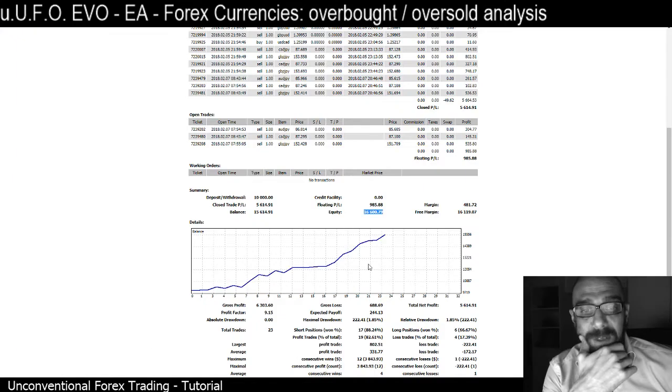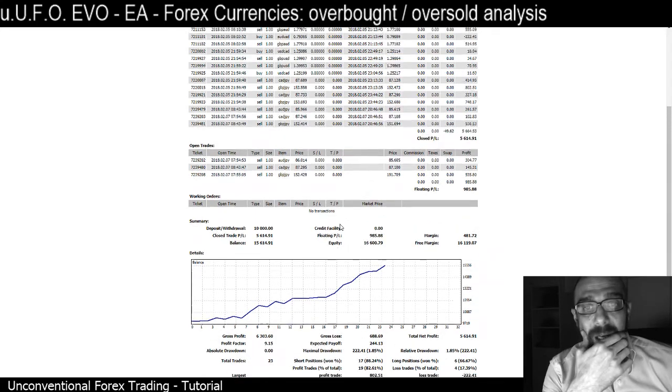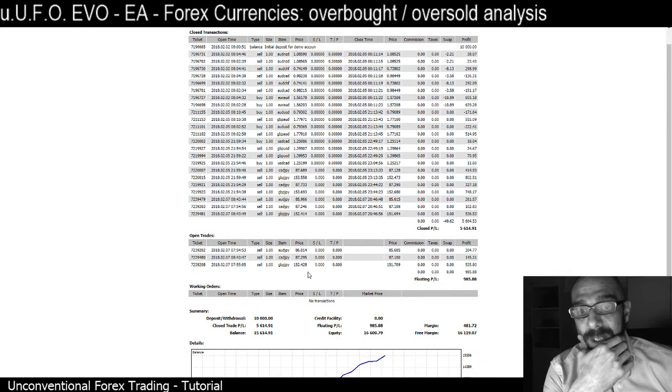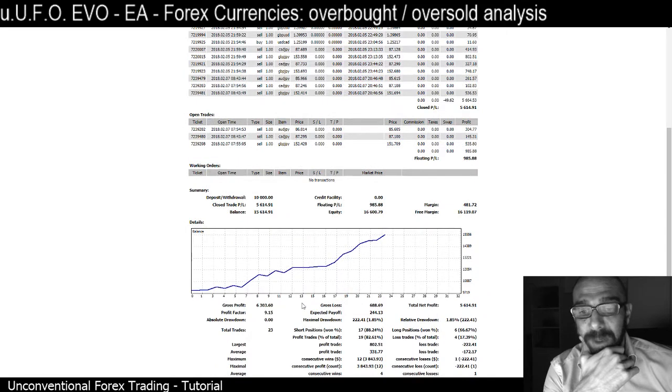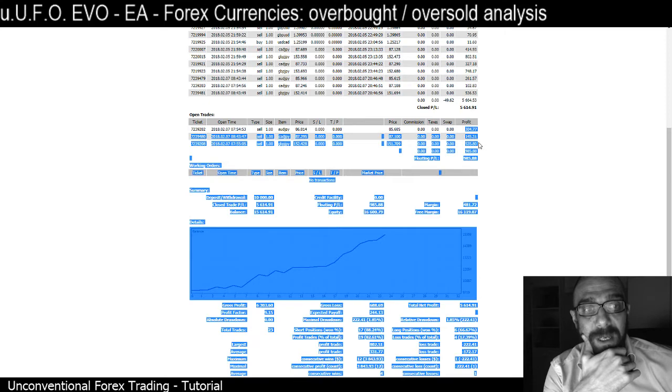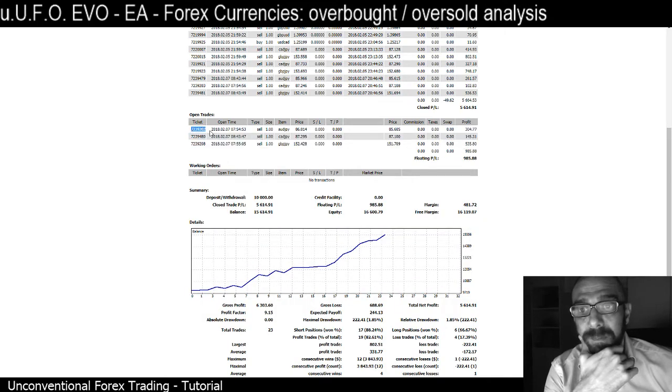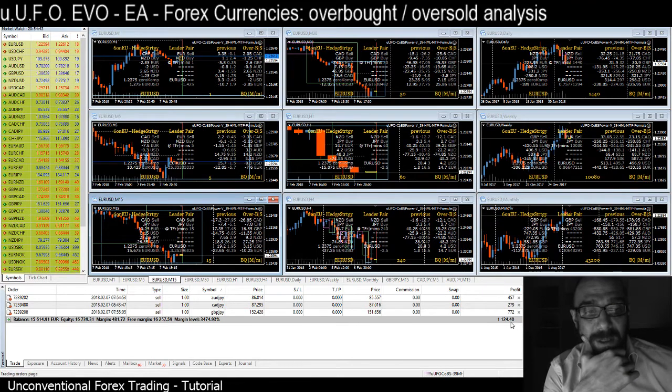But as regards this result, it is an extra result made just in some days, and as usual you can take note of what is going on here, of all the currencies that I have traded, and the time and the price, so you can always check. Now we have 23 trades and only 3 trades remaining open, which are giving us, that was 985, and now is even more.